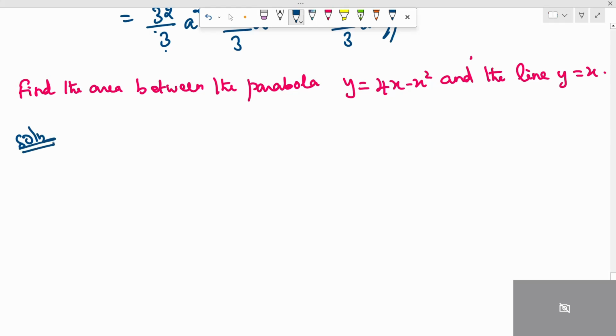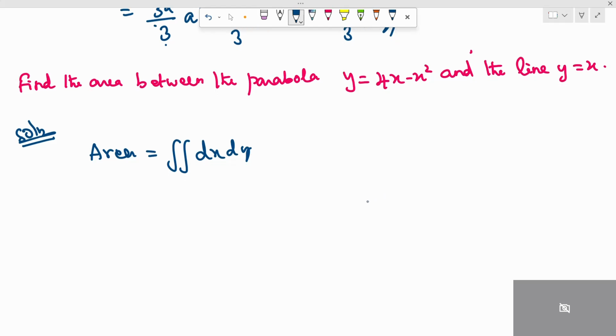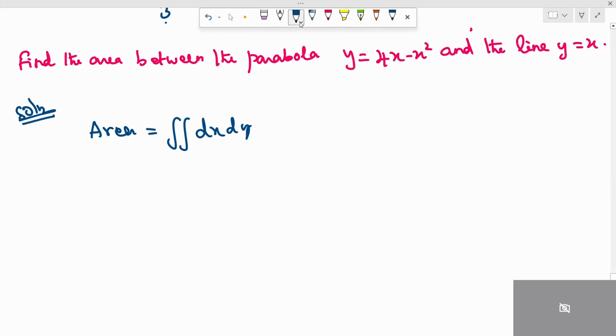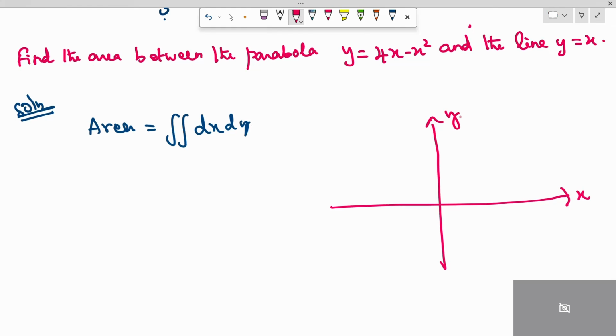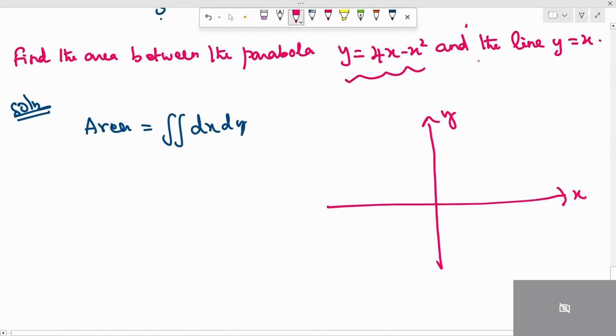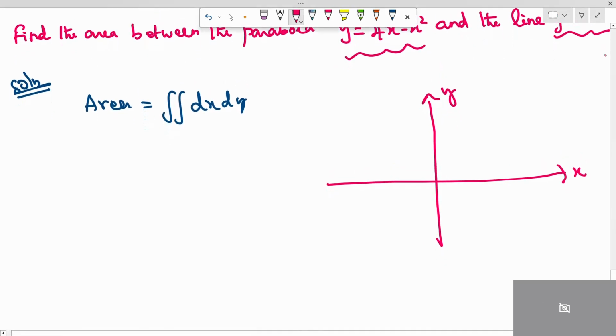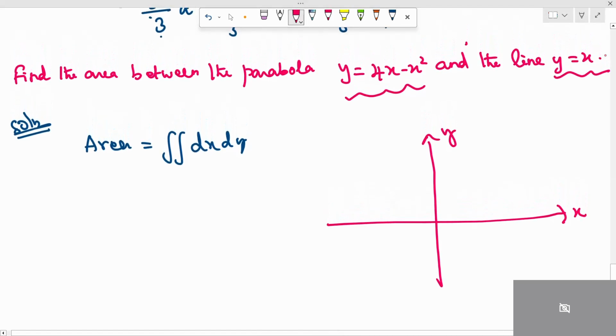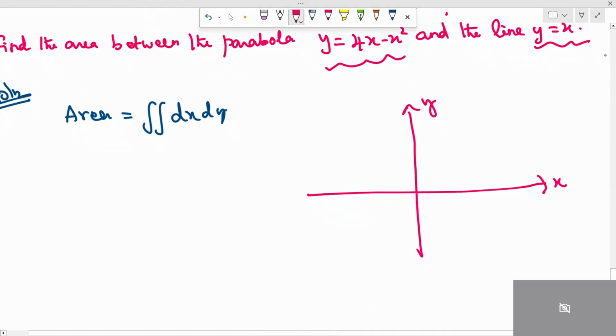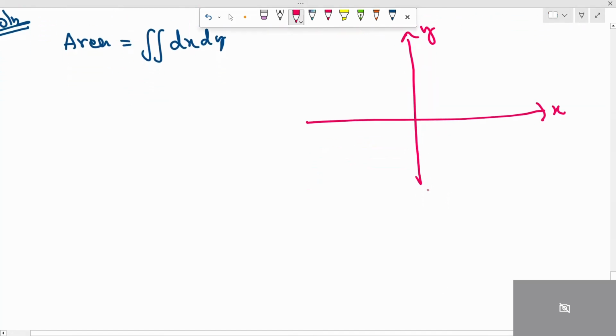In step 1, as we discussed earlier, first we have to write the formula, the area formula. Area is equal to double integral dx dy or dy dx. And then step 2, diagram, draw a clear diagram. X axis, y axis, the given curves: the first one is a parabola and the second one is a straight line. We know the shape of the line y is equal to x, a straight line passing through the origin, but we don't know the shape of this curve, y is equal to 4x minus x square.